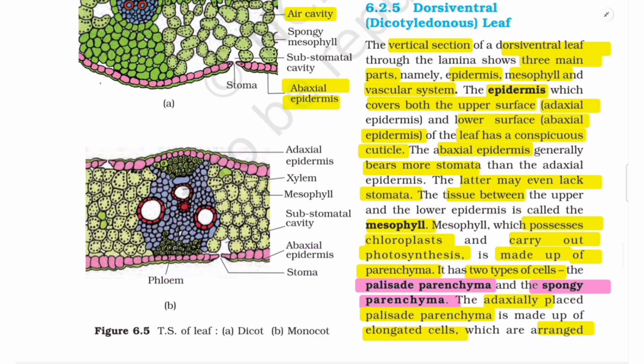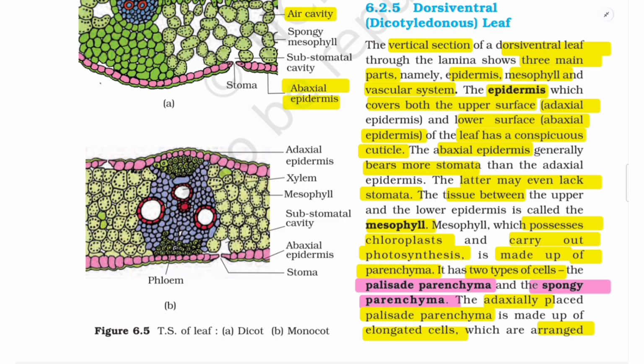6.2.5 Dorsiventral or dicotyledonous leaf. The vertical section of a dorsiventral leaf through the lamina shows 3 main parts, namely epidermis, mesophyll, and vascular system. The epidermis, which covers both the upper surface, also known as adaxial epidermis, and the lower surface, also known as abaxial epidermis of the leaf, has a conspicuous cuticle. The abaxial epidermis generally bears more stomata than the adaxial epidermis. The latter may even lack stomata.